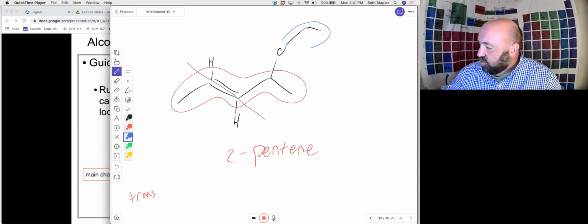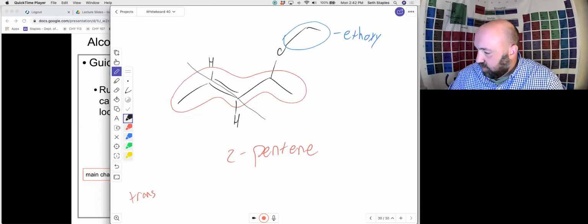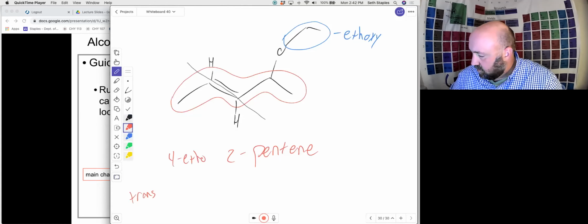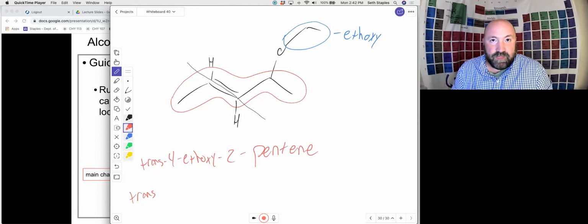Then we have our substituent group here, which is an ethoxy because it has 1, 2 carbons. And that's attached at the 1, 2, 3, 4th spot on our main chain. And so we get 4-ethoxy in the beginning. And then we do have to identify that it is a trans configuration around our double bond. So trans-4-ethoxy-2-pentene.